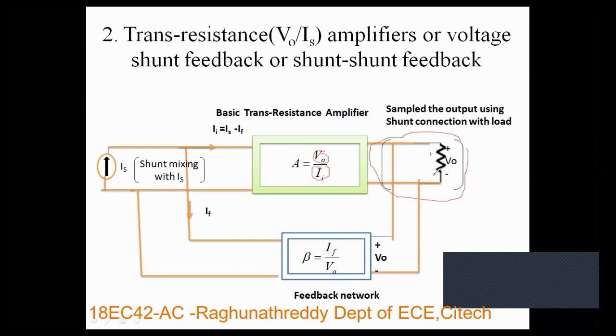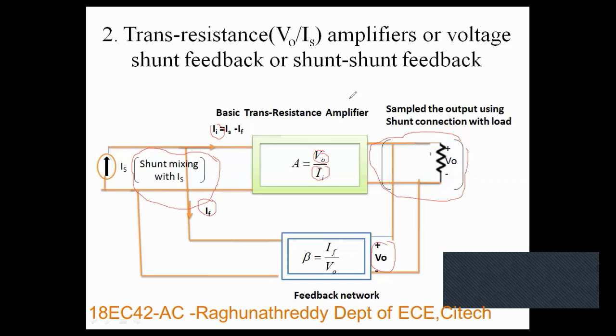To the load, and this output is taken into the input of the feedback network, and this voltage V naught will be converted into current, because the basic transresistance amplifier has current as input. So the type of mixing required is shunt mixing, so that Ia equal to Is minus If. The negative sign indicates the feedback current If always opposes Is.